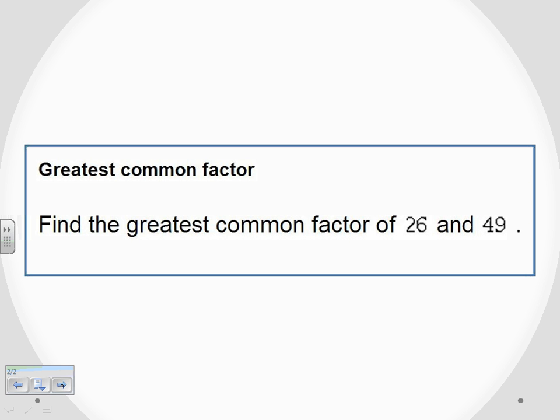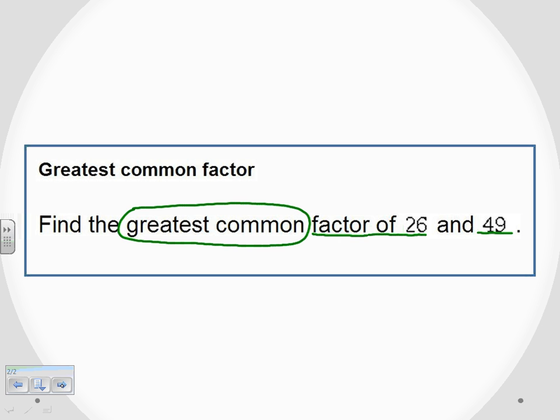Basically, what we're going to do, and there are different methods to doing this, but there was a video earlier for finding factors. So we're going to start with finding the factors of 26, and then we're going to find the factors of 49, and we're going to see what the greatest one is that they have in common. So let's start with 26.